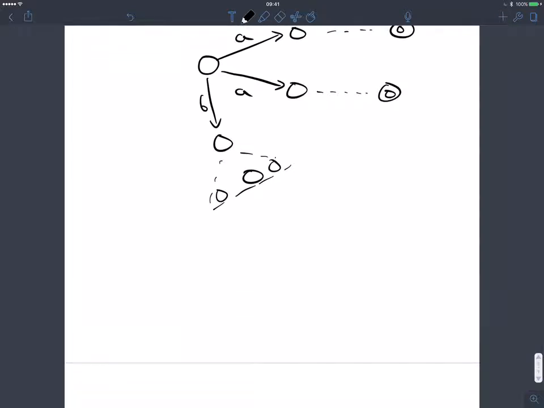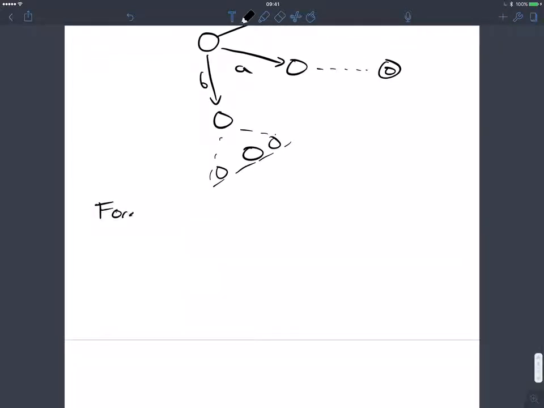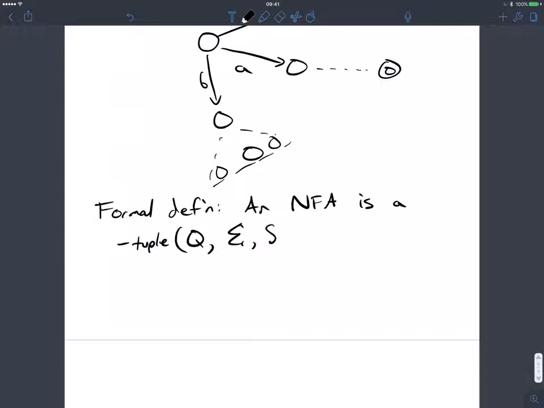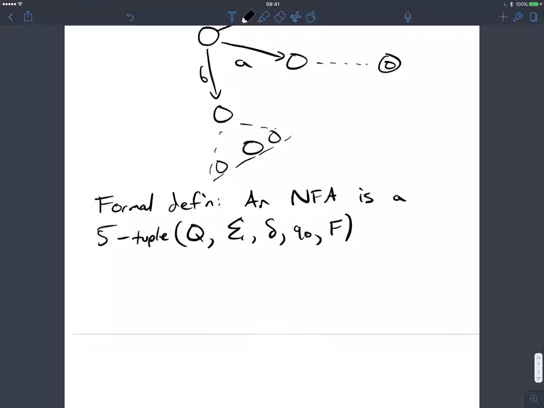Okay, so let's formally define an NFA. So an NFA is a tuple, we'll get to it in a sec. And you'd be surprised to see that it has the same 5 pieces. Not exactly the same, but it looks the same. So it is a 5 tuple. Q, sigma, delta, Q0, F. Okay?